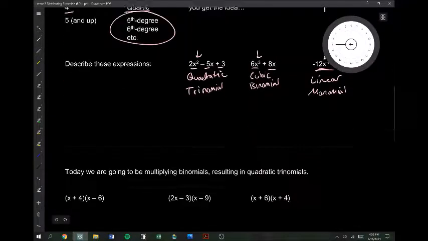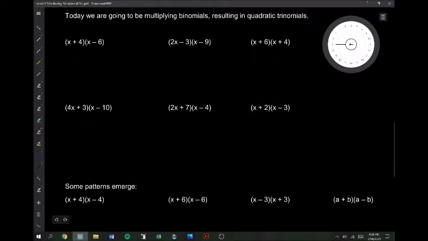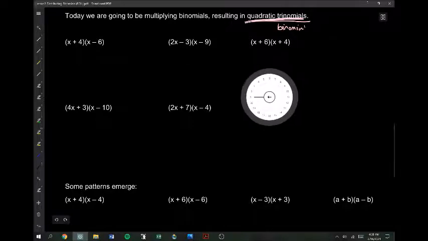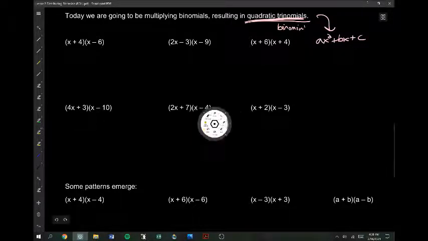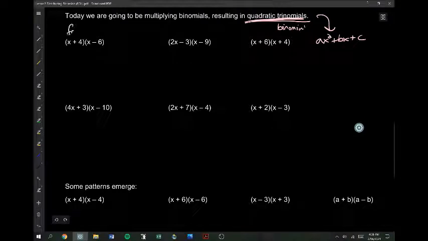What we're going to do today is multiply binomials, and they're going to result in quadratic trinomials. Mostly. Every once in a while we'll get a binomial, but for the most part we're going to multiply to get quadratic trinomials. That means they're going to multiply into these quadratics that we've seen before. Ax squared plus bx plus c. So right now, all of these expressions, I'm going to do a lot of examples, are coming to us in factored form. I'm going to put them into standard form.